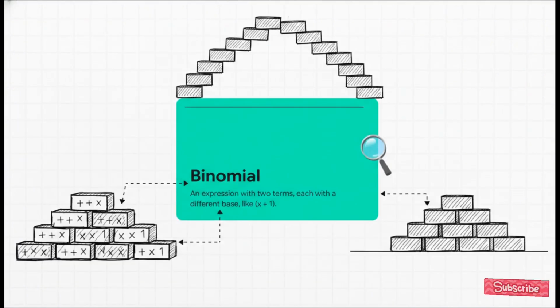So, how do we even make these things? Well, before we build the whole castle, we need to know what the bricks look like, right? And in the world of quadratics, our bricks are called binomials. It's just a fancy name for a simple little expression with 2 parts, like x plus 1. Think bi like bicycle, 2 wheels, 2 terms. These are the Legos we're going to use to build everything else.